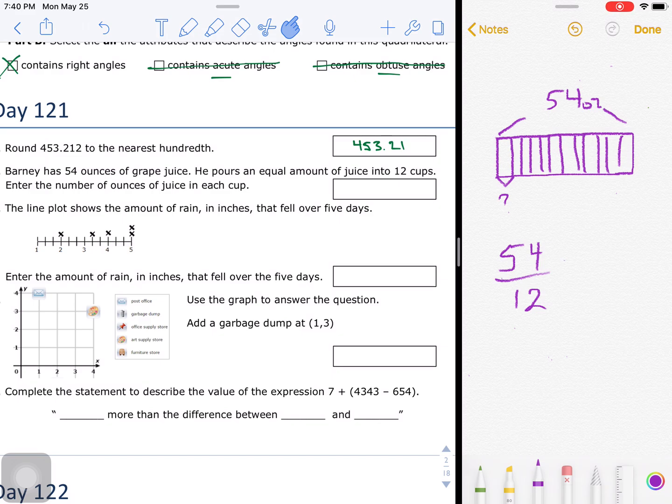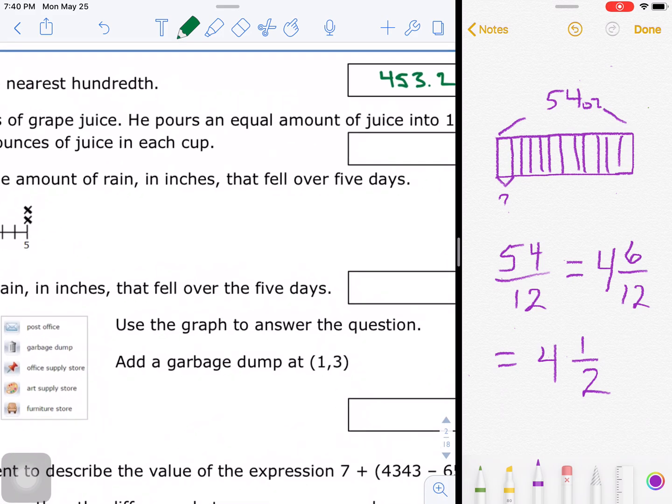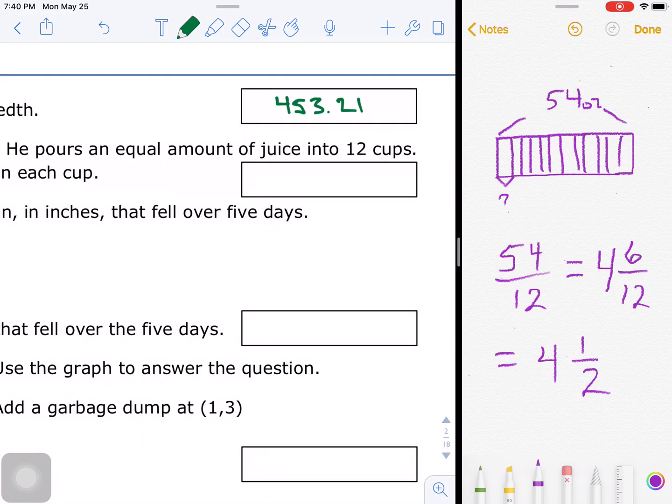Now, when you know your 12 multiples, this is a fairly simple problem. I know 4 times 12 is 48. And that leaves me with 6 left over. And we can simplify that to 4 1/2. Okay, so each cup of juice has 4 1/2 ounces.